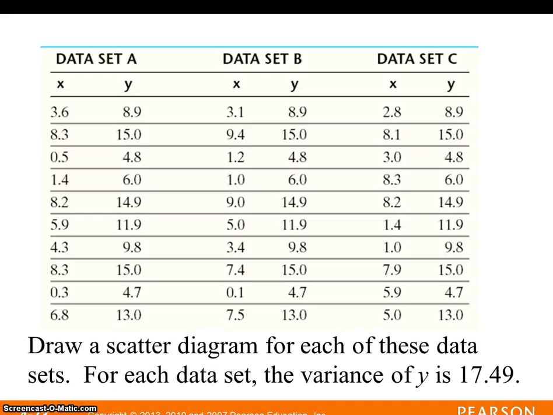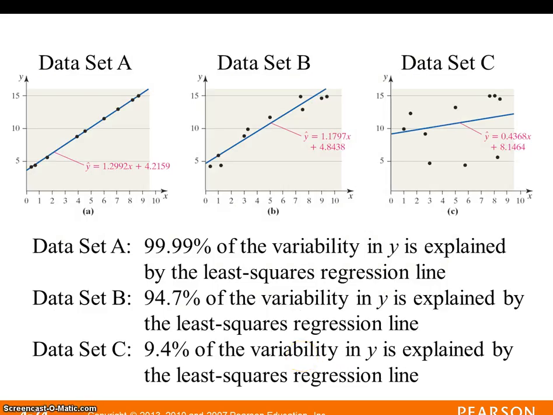So let's say we want to draw a scatter diagram for each one of these sets, and we've already calculated the variance is given by this, right? So for data set A, that's pretty linear. So 99.99% of the variability in y, the y coordinate, is explained by the least squares regression line. Right, for B, 94.7% of the variability is explained by the least squares regression line. You can see this is still fairly linear.